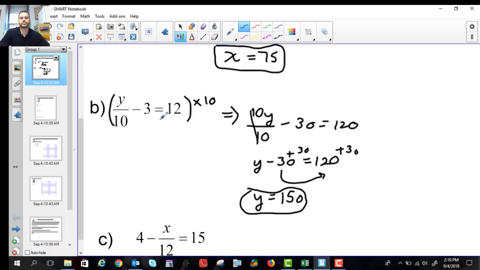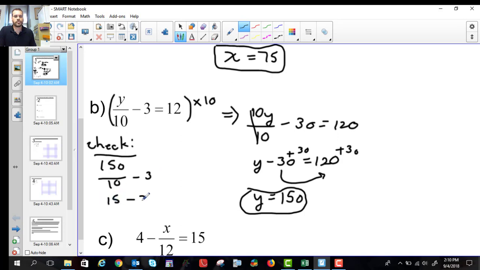And you can always check your answer. So if we take 150 and we divide it by 10, we get 15. If we plug it back in here, if you just want to write that down, you can always check your answer with these things whenever you're solving an equation by just plugging it back in. So 150 divided by 10 minus 3, that gives me 15 minus 3, and that gives me 12, which is supposed to, so I can say, yes, I'm right.